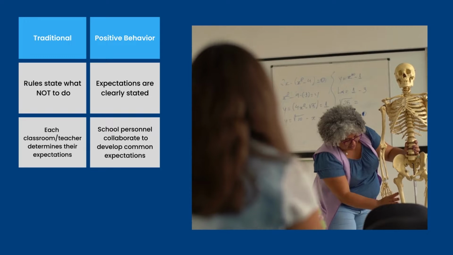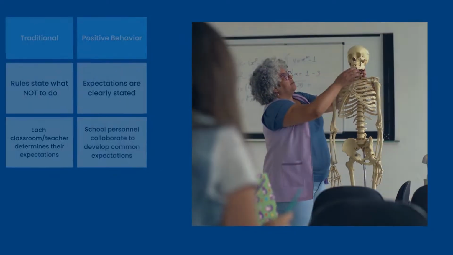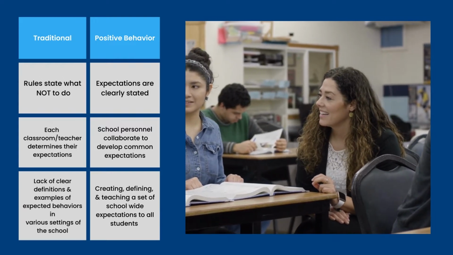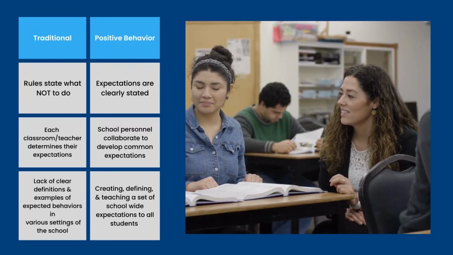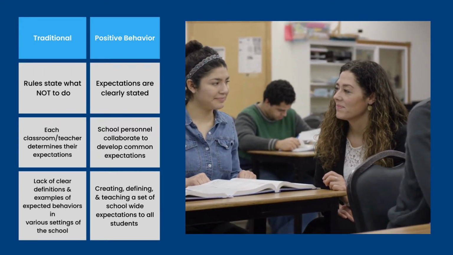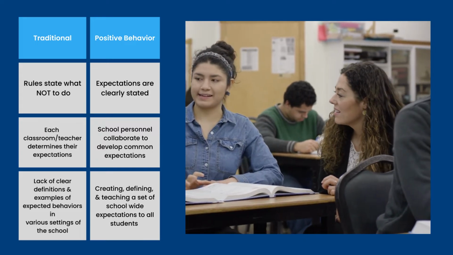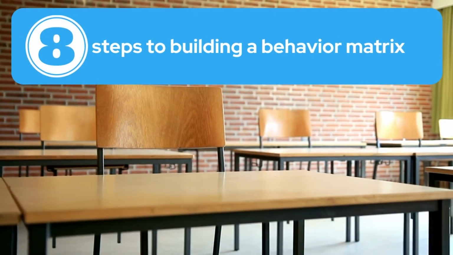In the school-wide model, the personnel collaborate to develop these common expectations. Lastly, the traditional model will lack clear examples of expected behaviors in various settings. The positive behavior model has the school team creating, defining, and teaching a set of school-wide expectations to all. So how do we begin this work? We can start with the matrix.